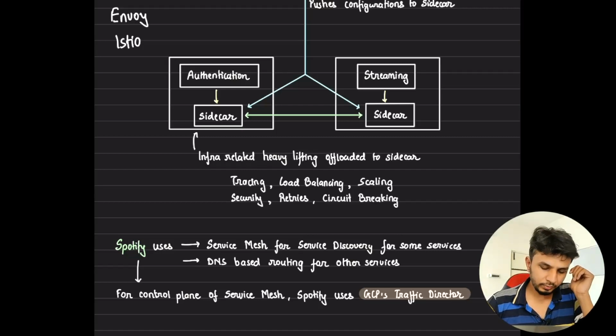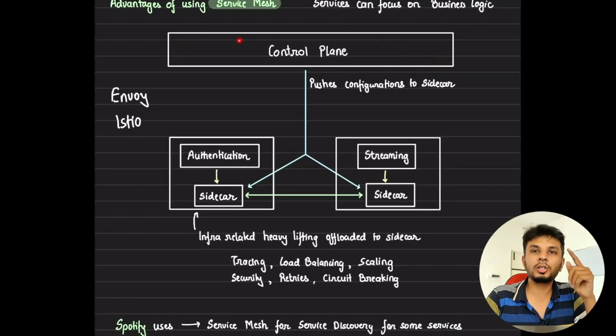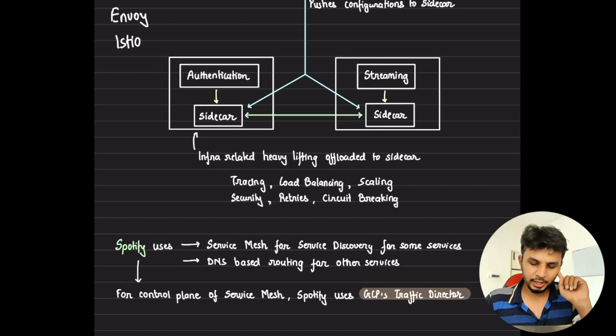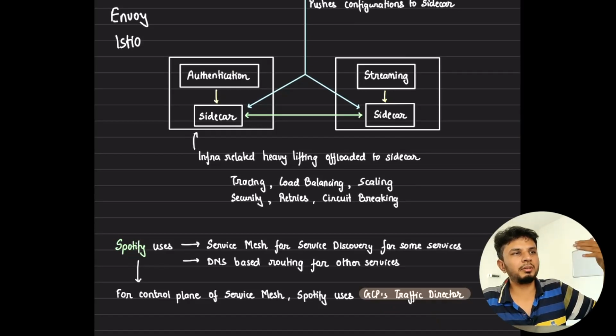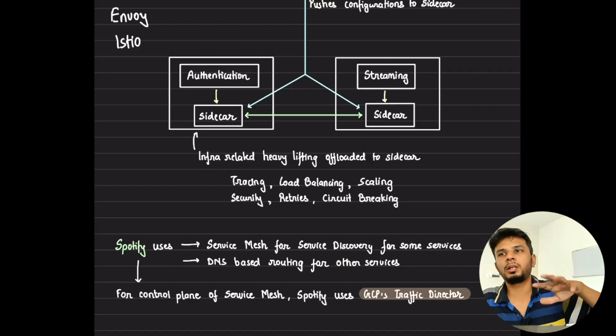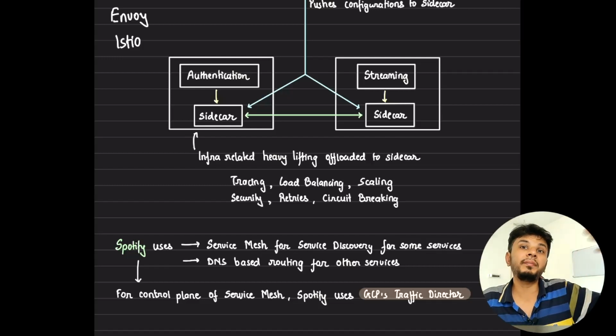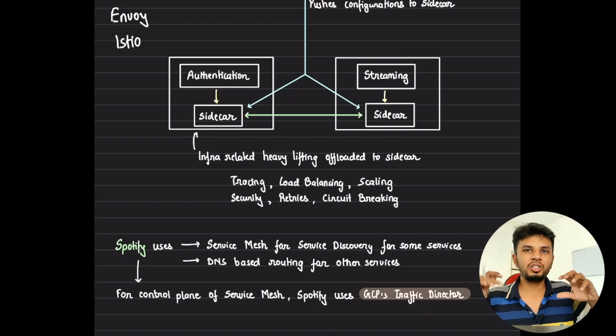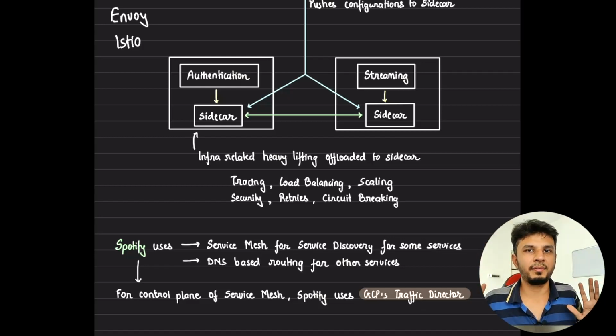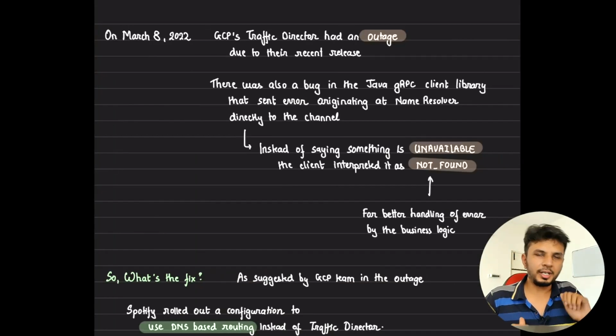So for the handling of this control plane, Spotify uses GCP's Traffic Director. Instead of using something proprietary, they went for a managed solution out there. They said, hey, let me start using GCP's Traffic Director in order to manage the control plane that I have. Right? So then what happened?